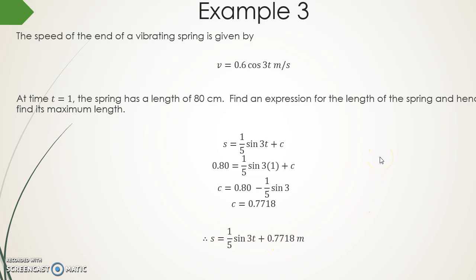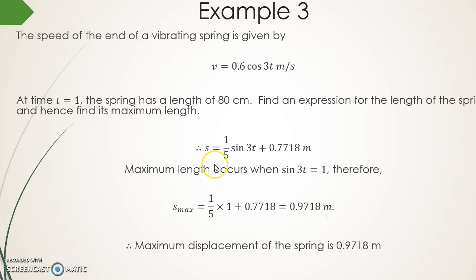So we've got our expression for the length. Now we want to work out what the maximum length is. This is our displacement. We know that the maximum length occurs when sine 3t equals 1, because the maximum value of the sine ratio is 1. So for that to be a maximum, that's going to be 1. So you get 1/5 times 1 plus 0.7718. We just substitute that in, and we get 0.9718. So the maximum length of the spring is 0.9718 meters.